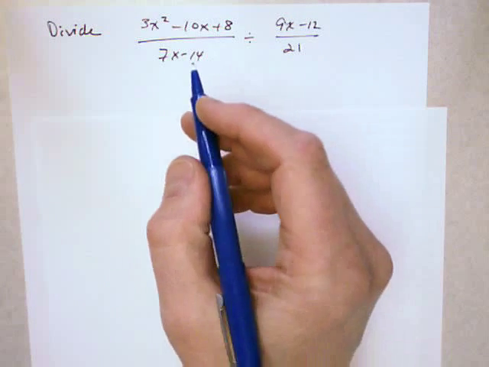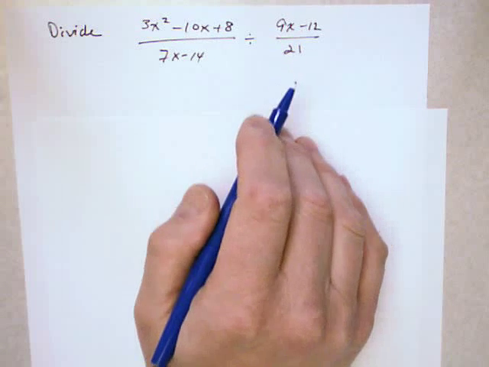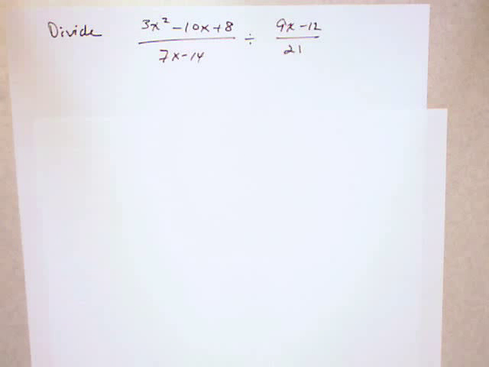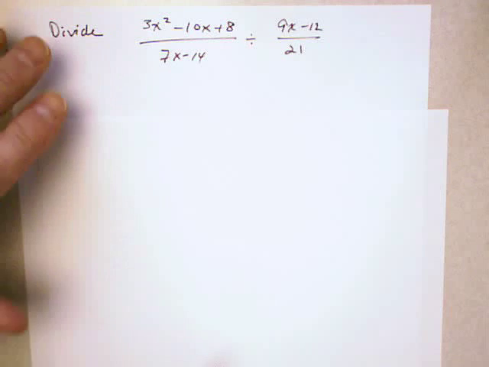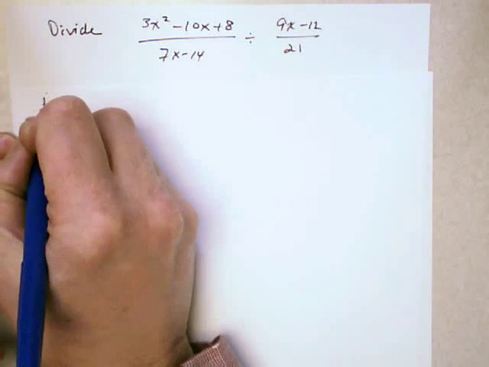In this example, we're asked to divide one rational expression by another. And again, we're going to borrow ideas from when we did manipulations with fractions. Here, let's take a look first at multiplying fractions.